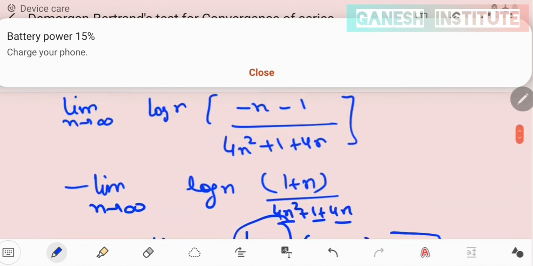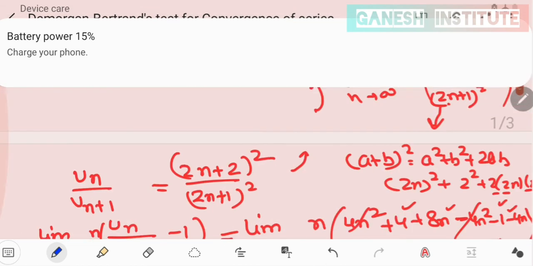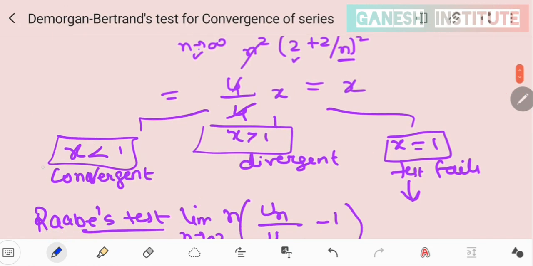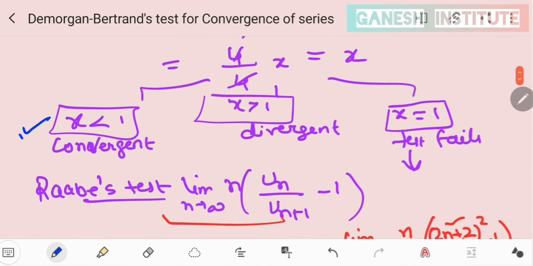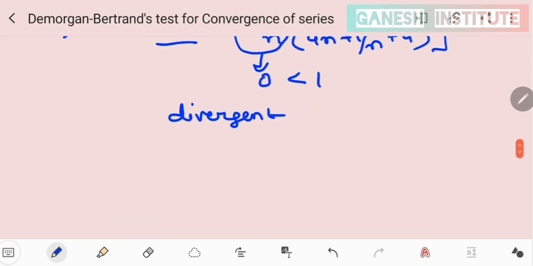So you can sum up the whole series: at x less than 1 it is convergent, x greater than 1 is divergent, and at x equals 1 it is divergent too.